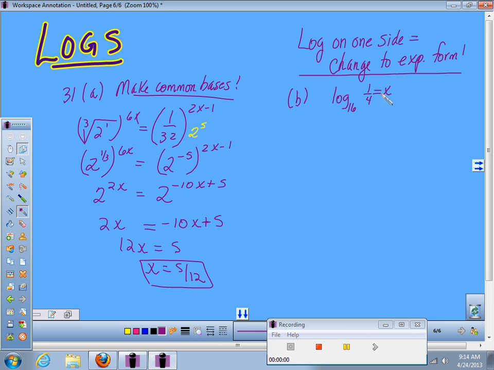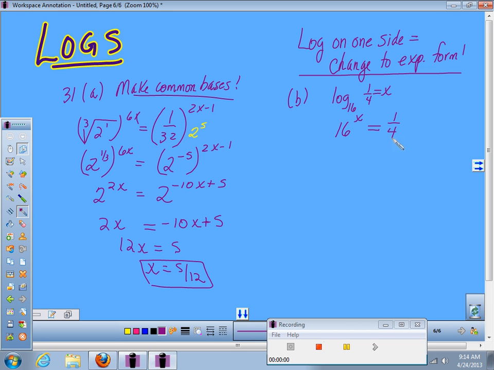Since we have a log on one side, we're changing to exponential form. You need a base to a power equals a number. What's got to be the base? 16, because that little number on the log is called the base. So it's got to be 16 to what power? x. Logarithms solve for exponents. Therefore, x is your exponent. 16 to the x equals 1/4.